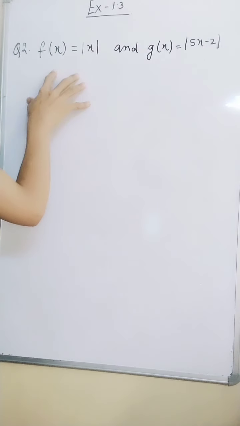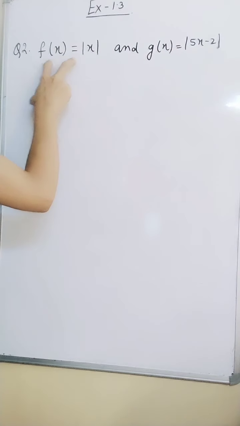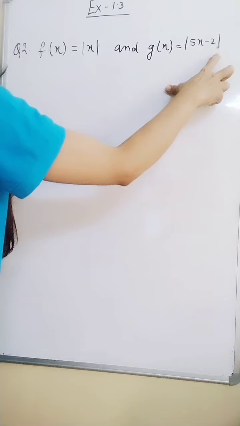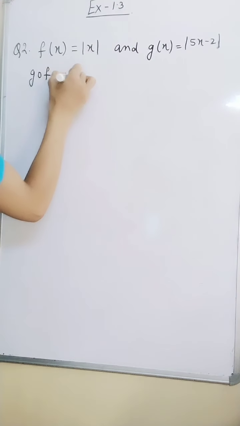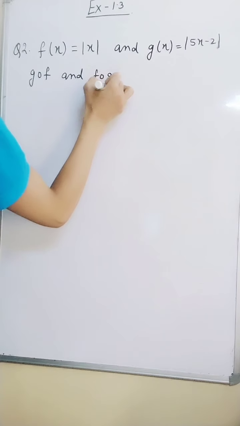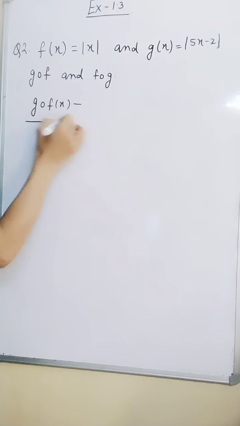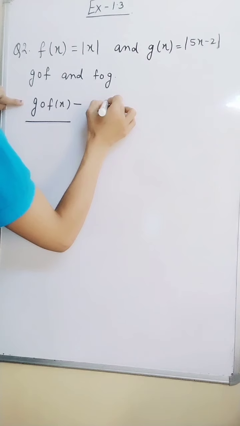Okay. So this is question number 2 of exercise 1.3. In this f(x) is given as mod x and g(x) is given as mod 5x minus 2. Right? And we have to find gof and fog. So first we find gof(x). Clear? So we can write gof(x) as g(f(x)).